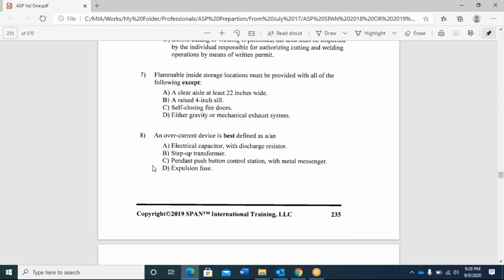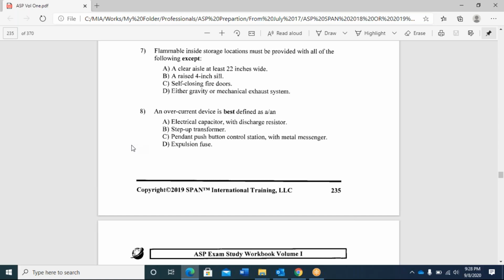The question is: current devices are best defined as electrical capacitor, step-up transformer. Now I will explain one by one, because this is important. Sometimes it doesn't mean that in the exam our current will be mentioned. We need to know all about this.